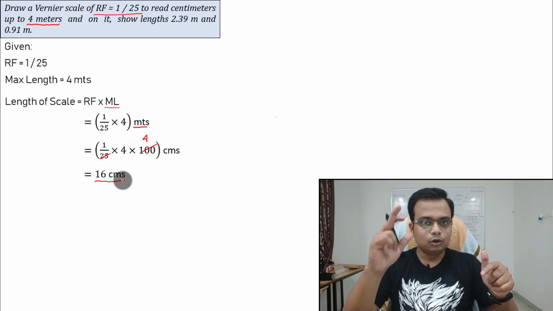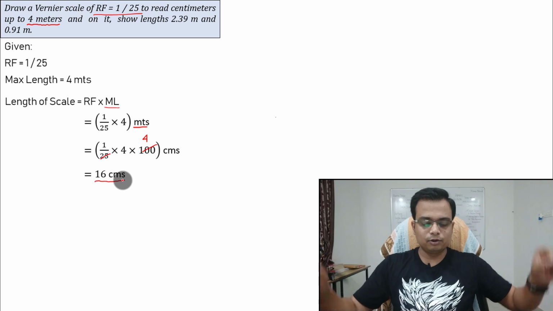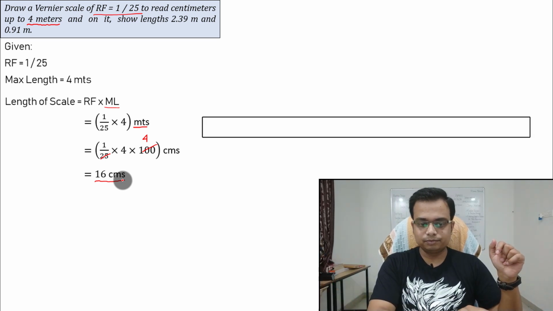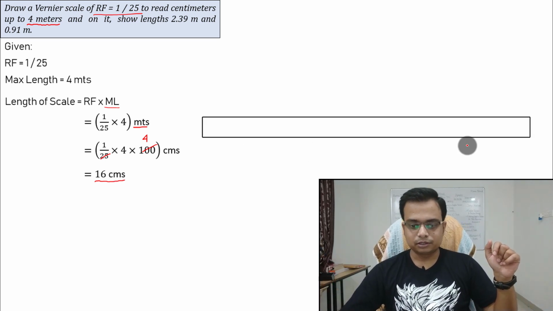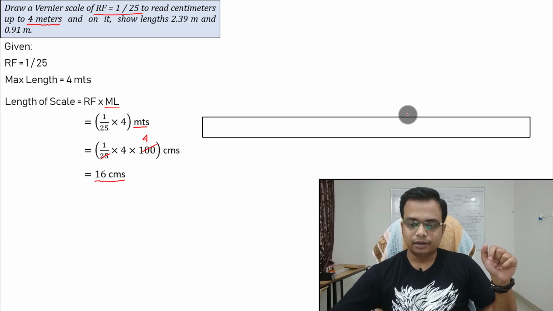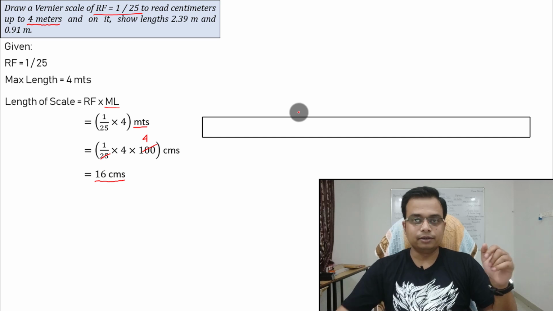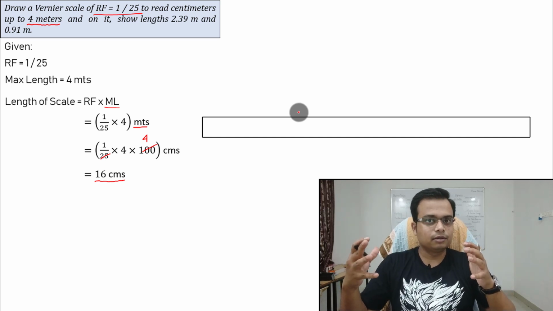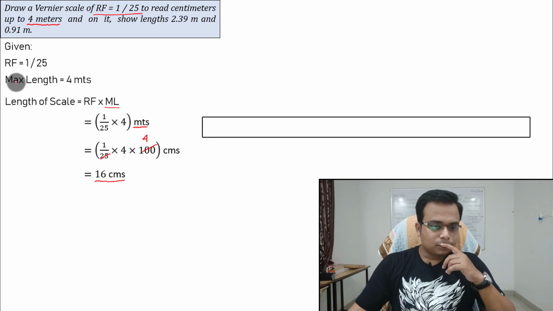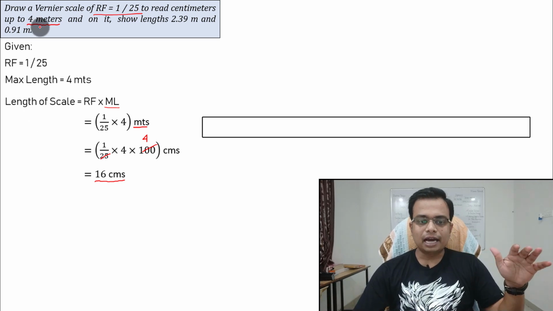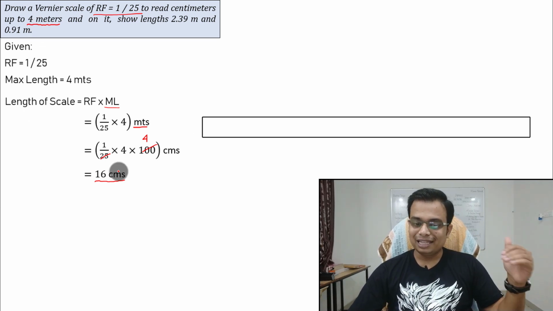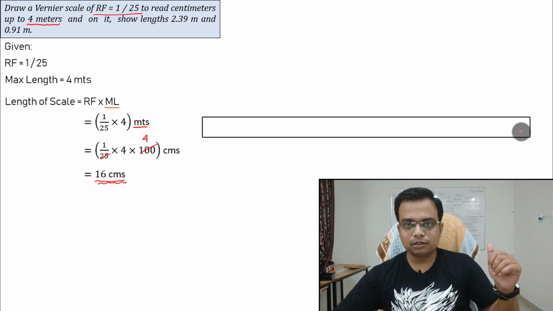So the first step is to draw a horizontal line, perfectly horizontal, 16 centimeters. There you go. This is 16 centimeters. Okay. This height is 10 millimeters, and again this length obviously is 16 centimeters, right? So 4 meters in reality has been represented by a length of 16 centimeters on a drawing sheet. So this 16 centimeters is 4 meters.